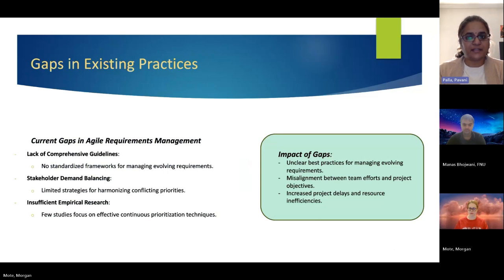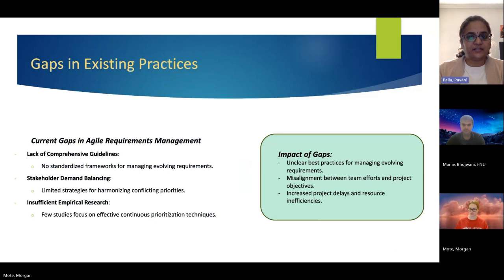The second major gap is limited strategies for balancing conflicting stakeholder demands. Agile's continuous involvement fosters alignment, but teams struggle to harmonize inputs from multiple stakeholders with unique priorities. So, without a clear strategy or tools to balance these conflicting demands, projects risk fragmentation, delays, resource misallocation, and products that fail to fully meet any stakeholders' expectations.